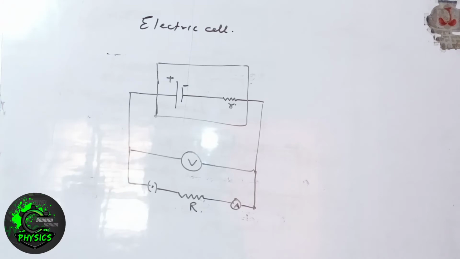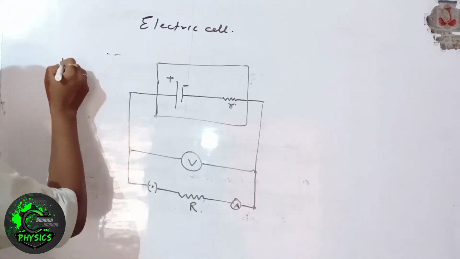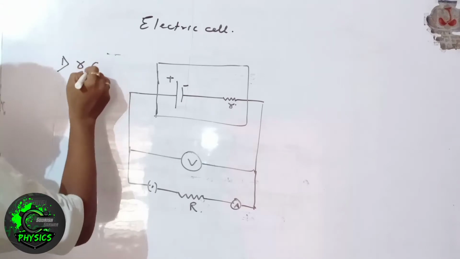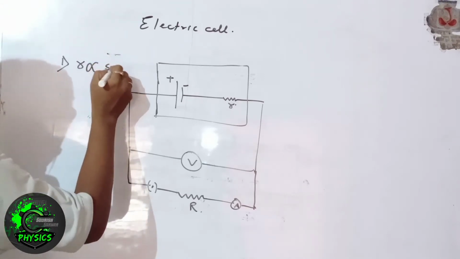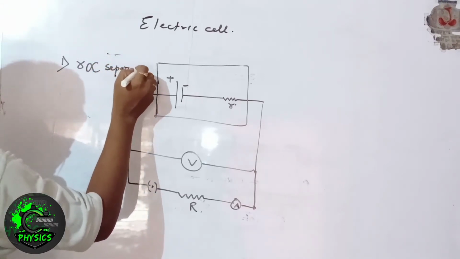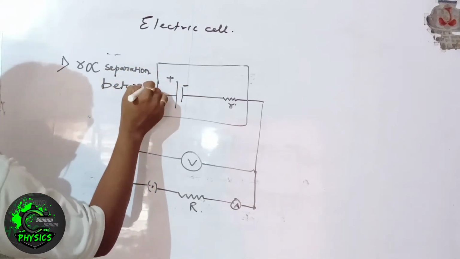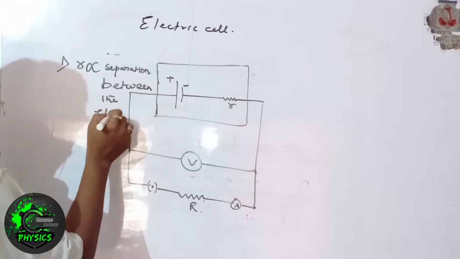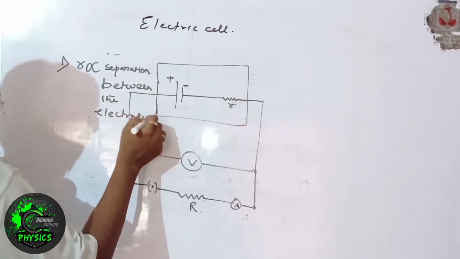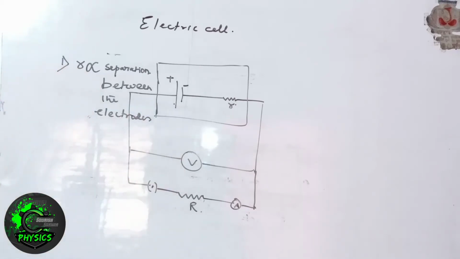First, the internal resistance of the cell is directly proportional to the separation between the electrodes. This is the first factor. These are two electrodes, and internal resistance is directly proportional to the separation between the two electrodes. It is inversely proportional to the plate's area which is dipped inside the electrolyte.